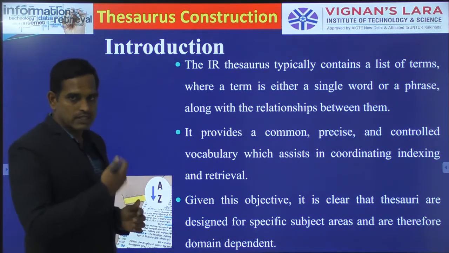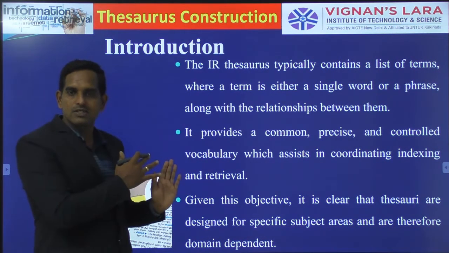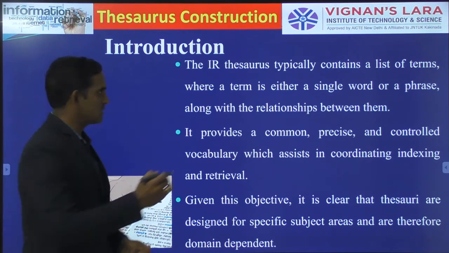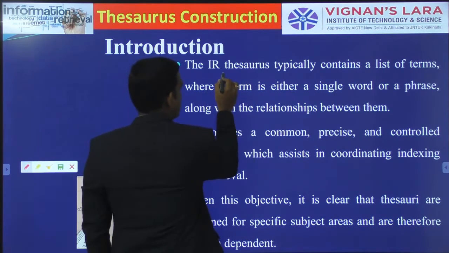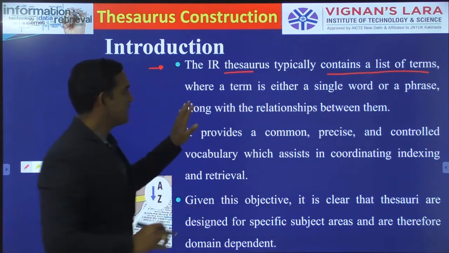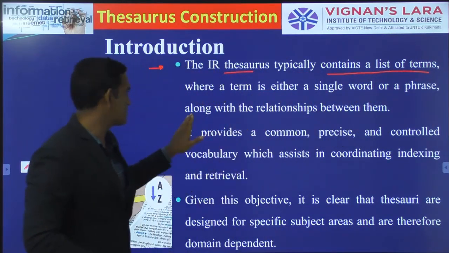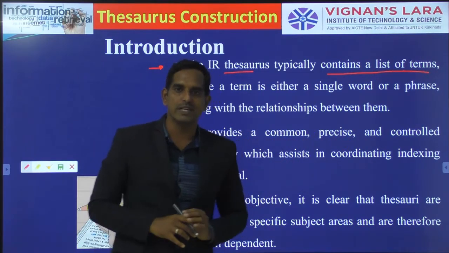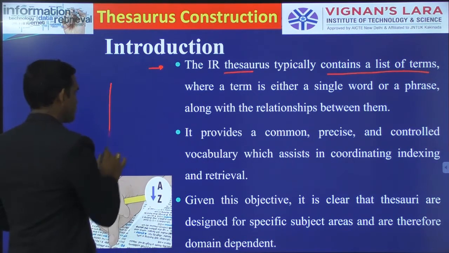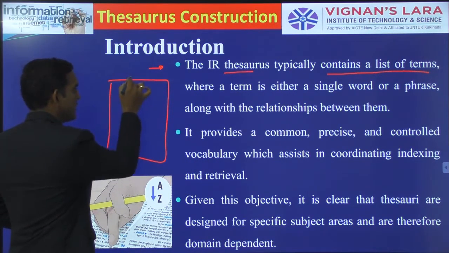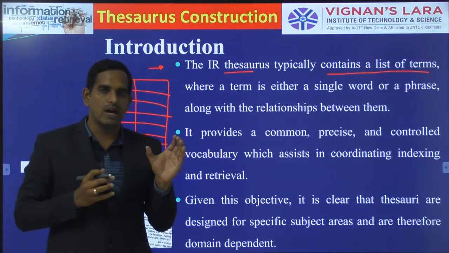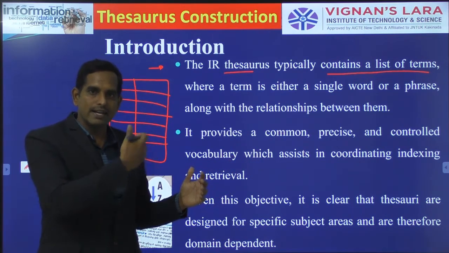Okay, so what is thesaurus? As I told you, those are the advantages of thesaurus construction in your information retrieval system. What is thesaurus basically? The information retrieval thesaurus typically contains a list of terms, where a term is either a single word or a phrase, along with the relationship between the terms. So a thesaurus will be just like a list of words, and this list of words can be a single word or a phrase, or a set of words.